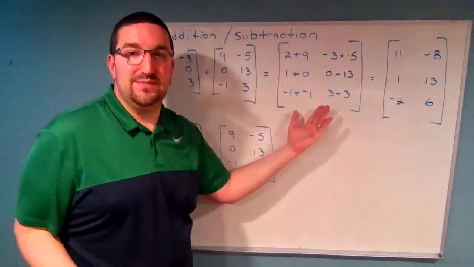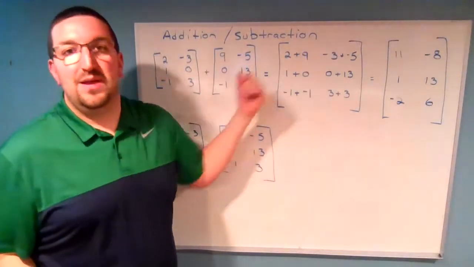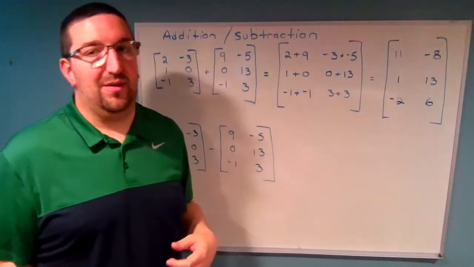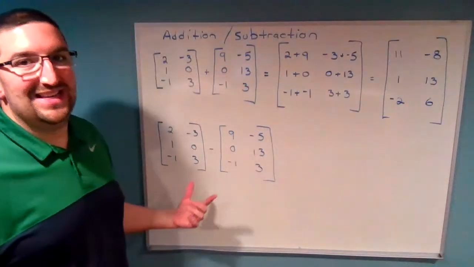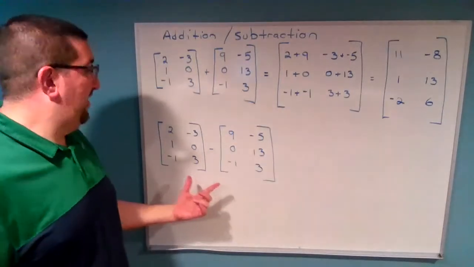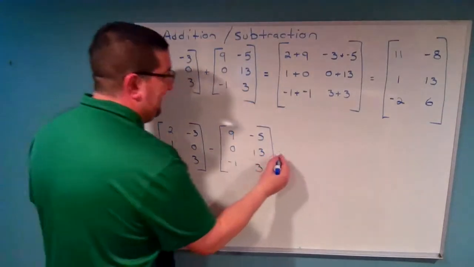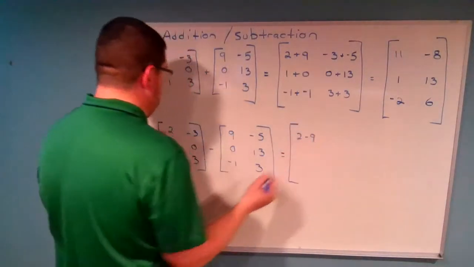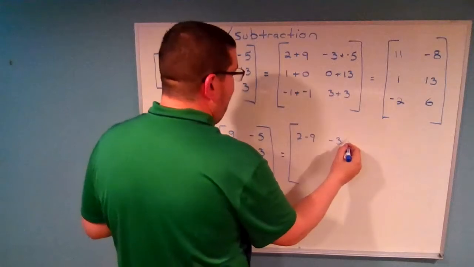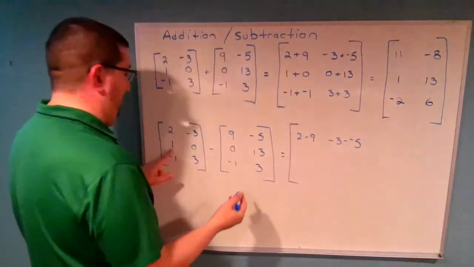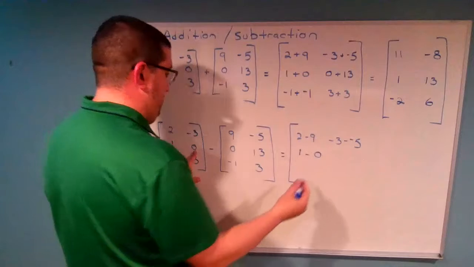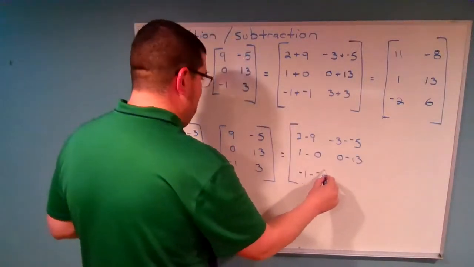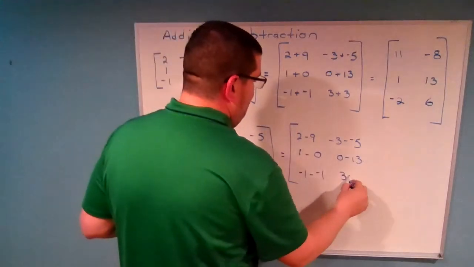Obviously, you don't have to do this middle step. You can do this in your head and just add those corresponding parts together. I did this to show you my work and my thought process. Subtraction is the same thing. We are just subtracting the corresponding parts. So we would have 2 minus 9, negative 3 minus negative 5, 1 minus 0, 0 minus 13, negative 1 minus negative 1, and 3 minus 3.